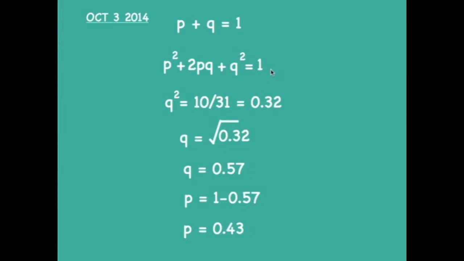Given this, we were able to say that there were 10 albino mice out of 31 in the population. Therefore, q squared would come to 0.32. And given that q squared is 0.32, it means that q would be the square root of 0.32, which is 0.57. Given the fact that p plus q equals 1, if q is equal to 0.57, then p must be equal to 0.43. And this is where we began the study on October 3rd, 2014.